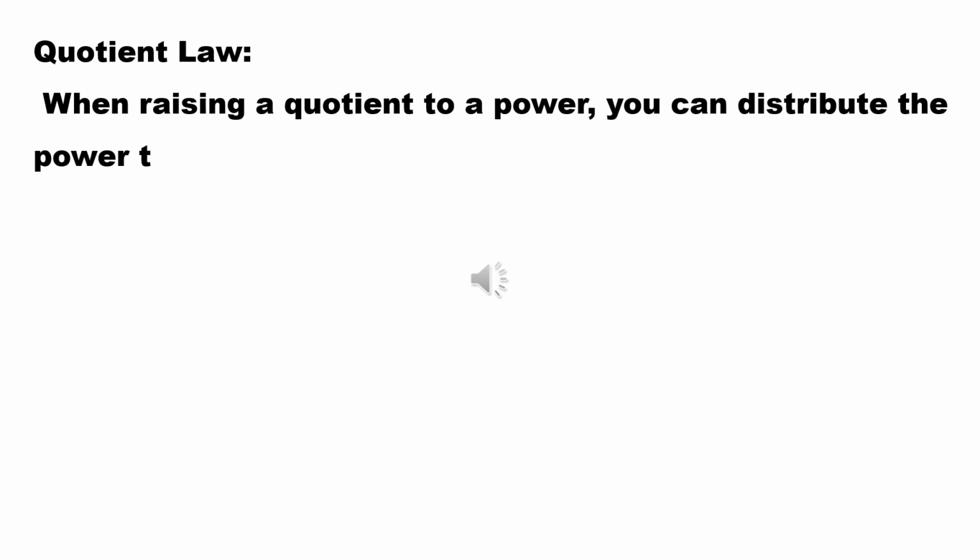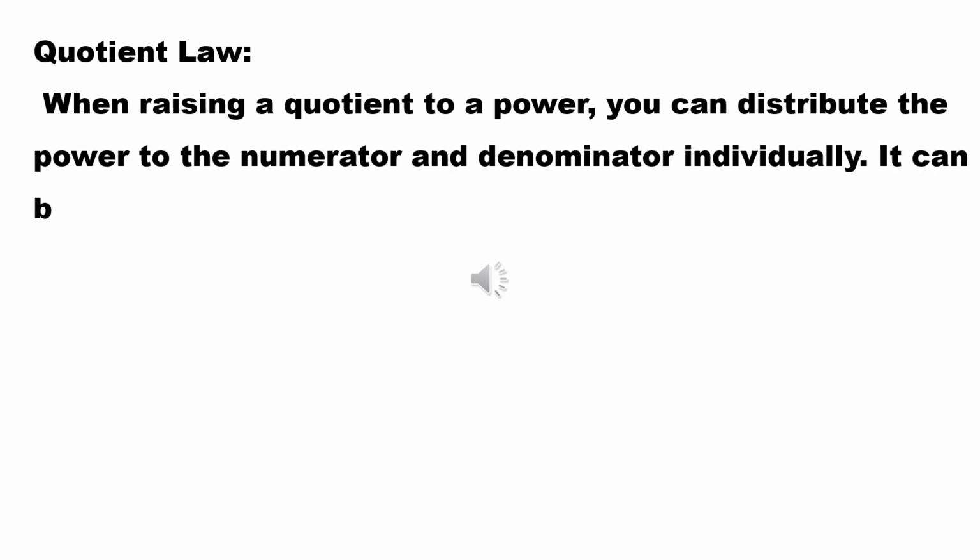Quotient law. When raising a quotient to a power, you can distribute the power to the numerator and denominator individually. It can be expressed as (a divided by b)^n equal to a^n divided by b^n.